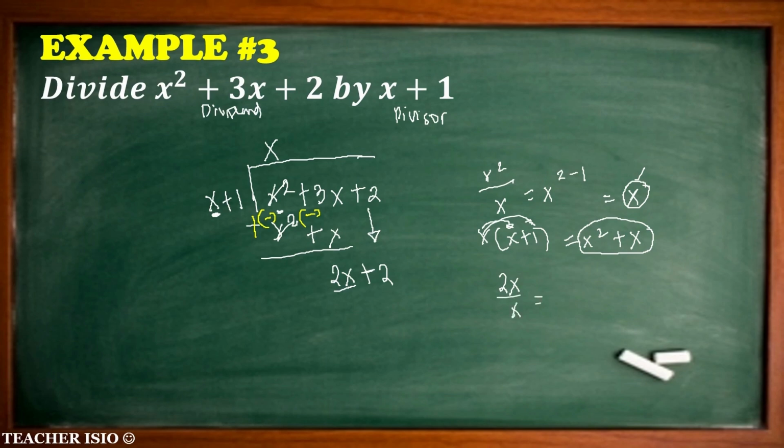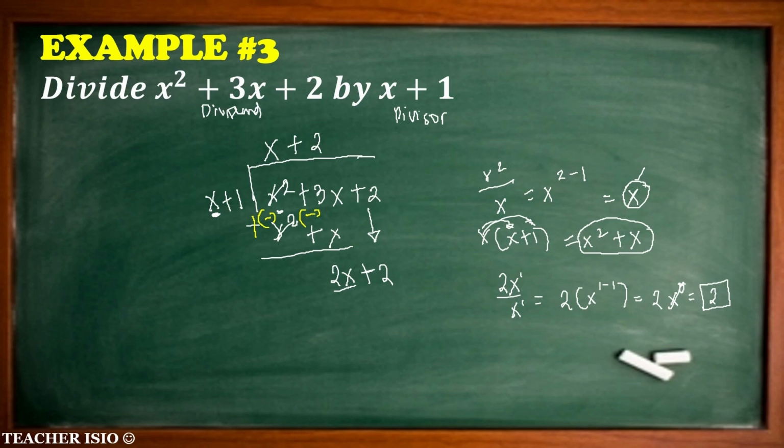So we have 2 raised to x ay 2 and x raised to, di ba may invisible 1 yan? 1 minus 1. So we have 2x raised to 0. Pag x raised to 0 na, tas may kasamang numerical coefficient, automatic 1 na yan. So just simply write 2, okay? So therefore, we have 2. Since positive 2 yan, just write plus 2, okay?